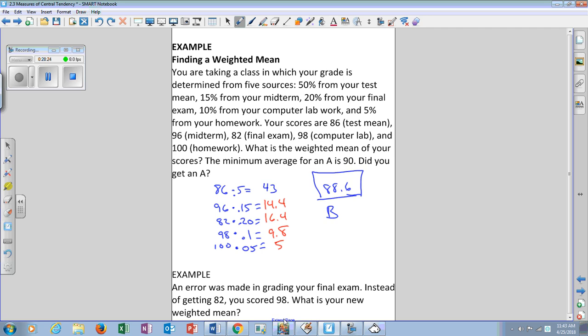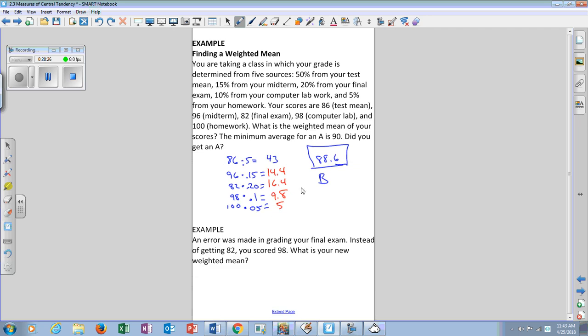Next example, an error was made in grading your final exam. Instead of getting an 82, you scored a 98. That's a pretty big mistake. I don't think that dude should be a math teacher.